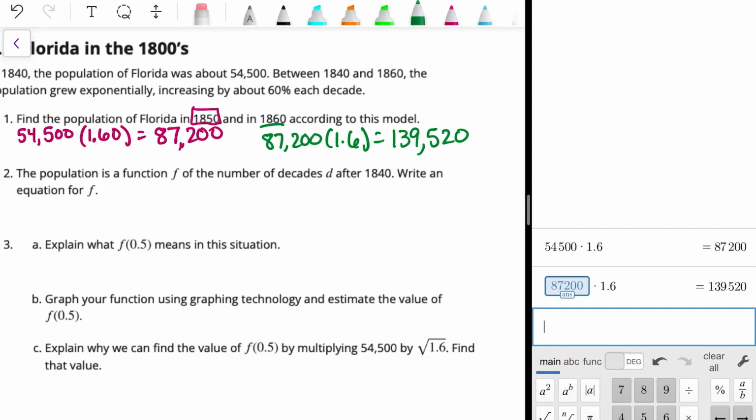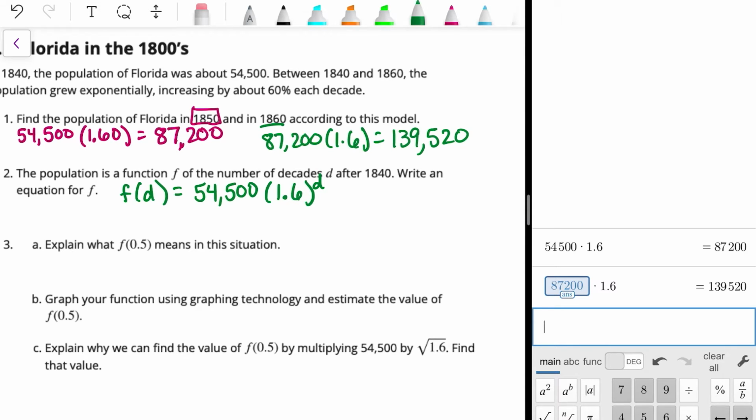So we're going to have f of d after 1840. Write an equation for f. So f of d equals, and then what was our starting amount? It was 54,500, right? That's our starting amount. And we are increasing by 60%. So we're multiplying by 1.6, and that's going to be to the power of d.